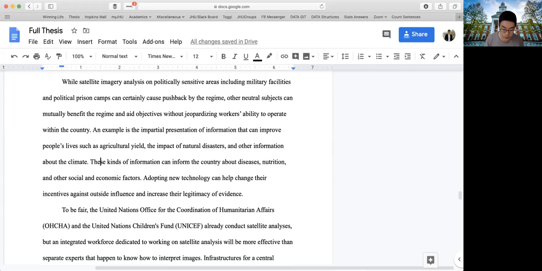Very good. Now I'm going to change the very last sentence. Adopting, it's not adopting, it's adapting. Embracing, I'm going to use embracing. Embracing this new technology can help change aid workers' incentive structure and increase the legitimacy of their evidence. Perfect. Now I'm done.